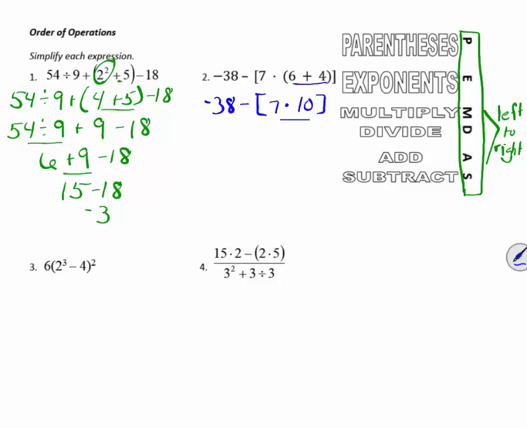So this gets done next, I should say. 7 times 10 is 70. We only have one thing left, so I'm going to rewrite it as leave, change, switch. So it's negative 38 plus negative 70, which is negative 108.